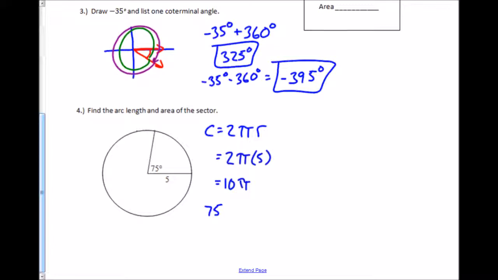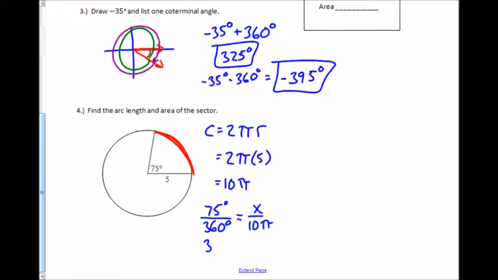So I compare it to the degrees here. Right now I've got 75 degrees over the 360 degrees total. That's the same thing as whatever that piece is, so this piece that this angle covers, over the total, which is 10 pi. Okay, so the piece that I'm looking at is 75 degrees, over the total circle is 360 degrees. The piece that I'm looking for, which is x, over the total circumference, which is the 10 pi. And now essentially I just cross multiply and I solve.